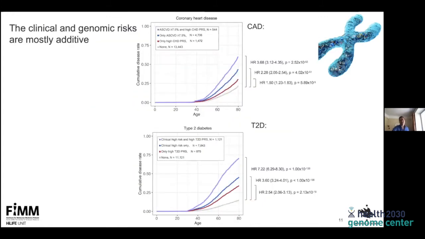But overall, in the distribution here, again, coronary heart disease on the upper plot and type 2 diabetes on the bottom, you can see that they are more or less additive or multiplicative on the risk scale, meaning that they bring additional value to each other. So measuring both is much more valuable than measuring one or the other only. So I think this is one of the key messages when we are going to implement them.